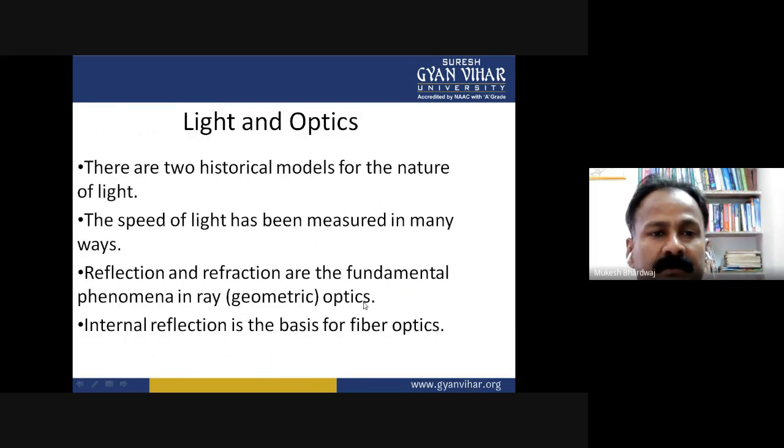Light and optics. There are two historical models for the nature of light. The speed of light has been measured in many ways. Reflection and refraction are the fundamental phenomena in ray optics or geometric optics. Internal reflection is the basis for fiber optics. So, in fiber optics technology, internal reflection is the basic principle of moving a light in fiber optics.